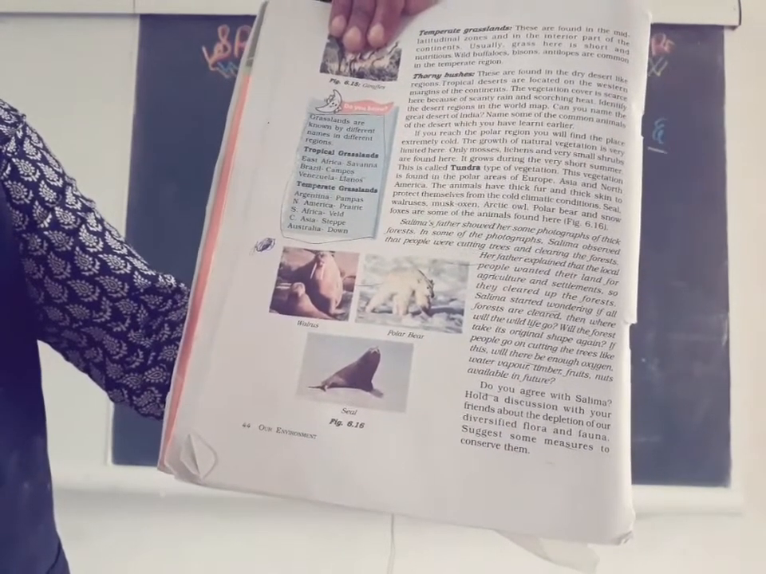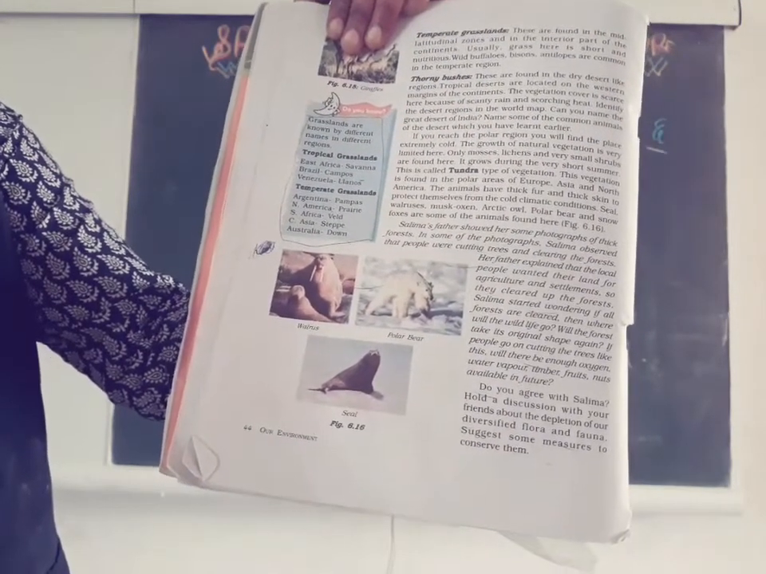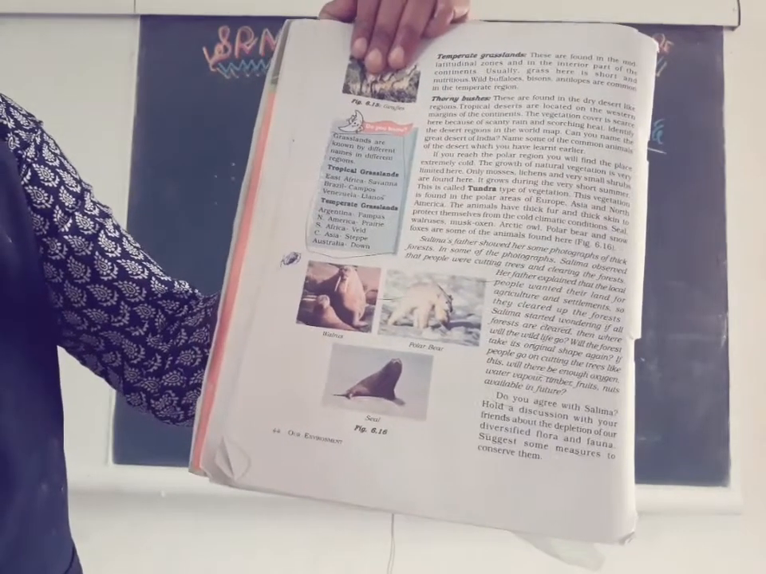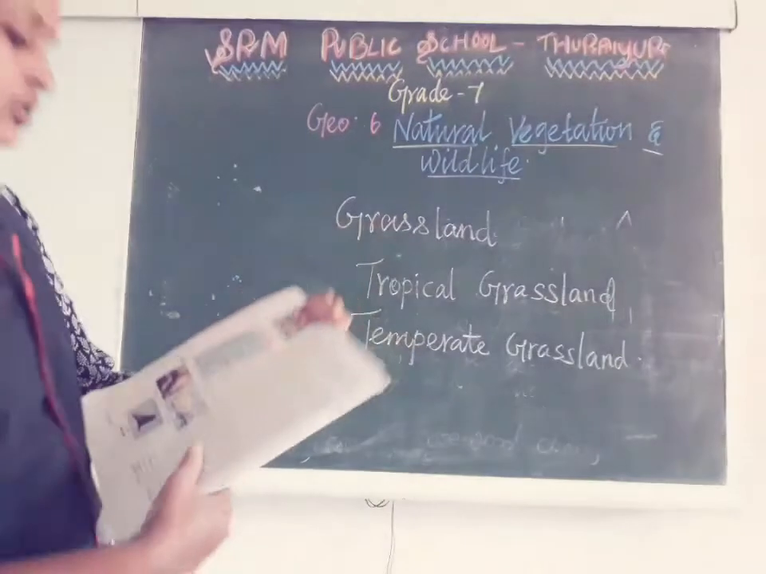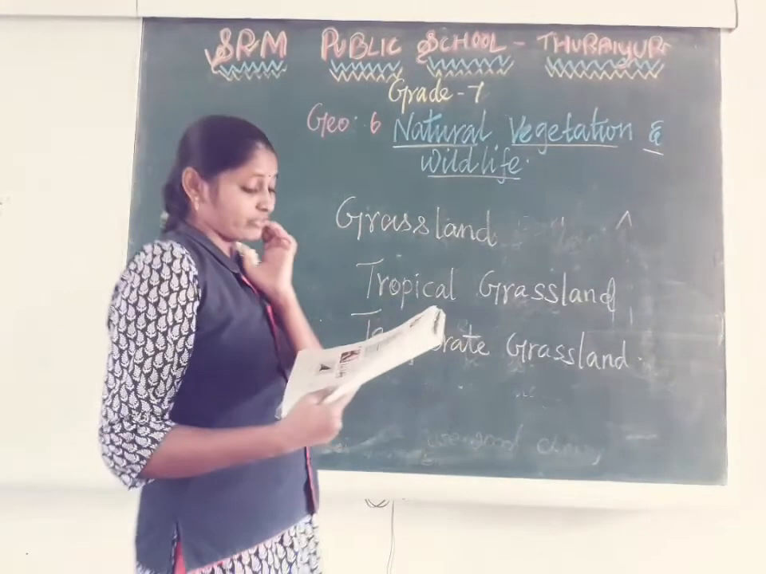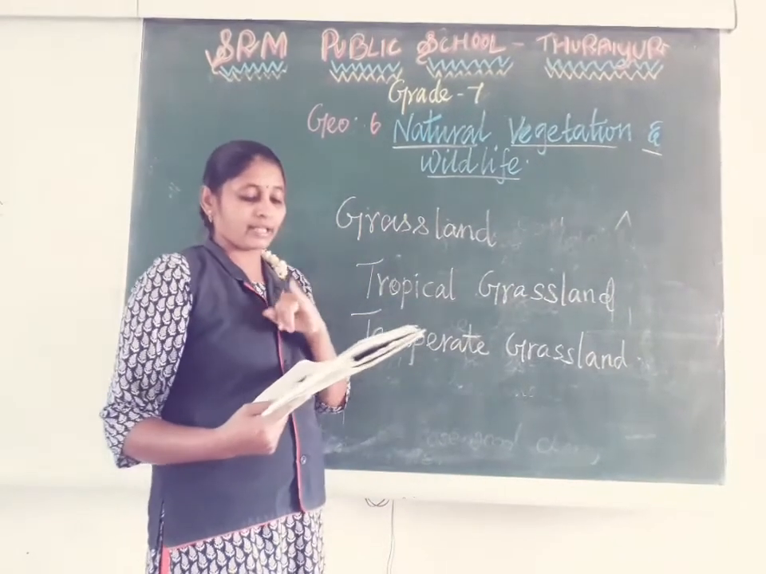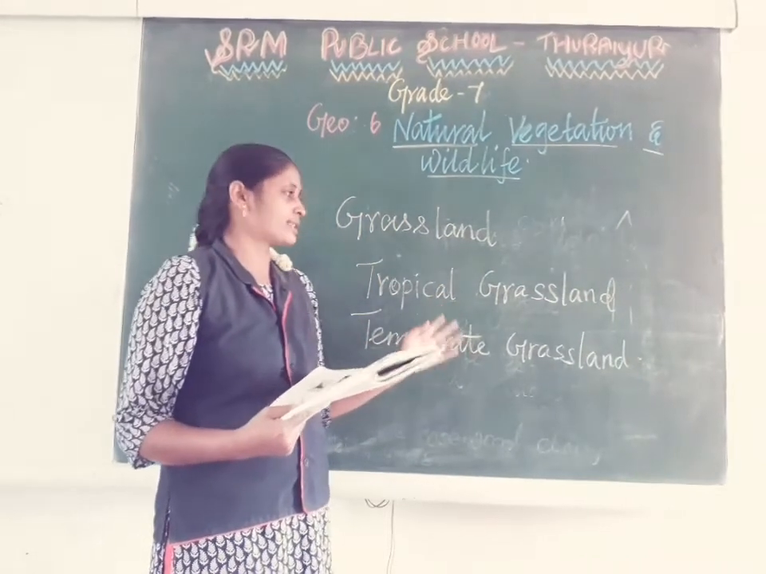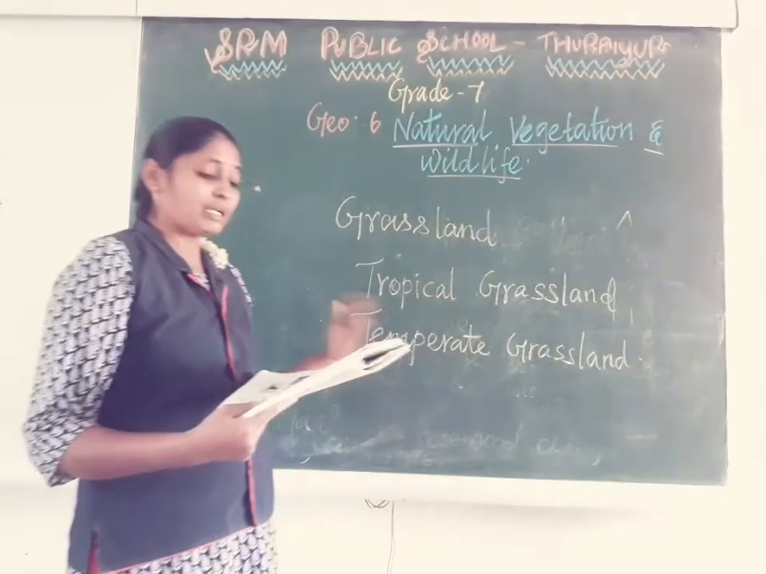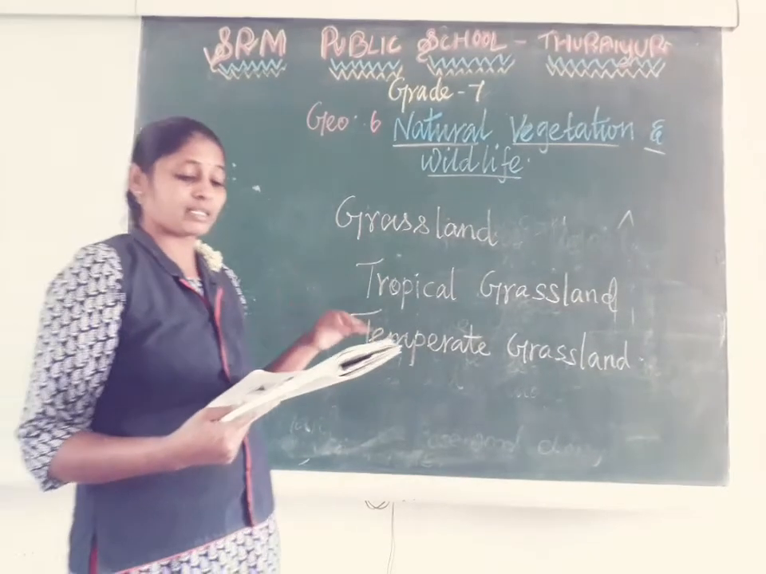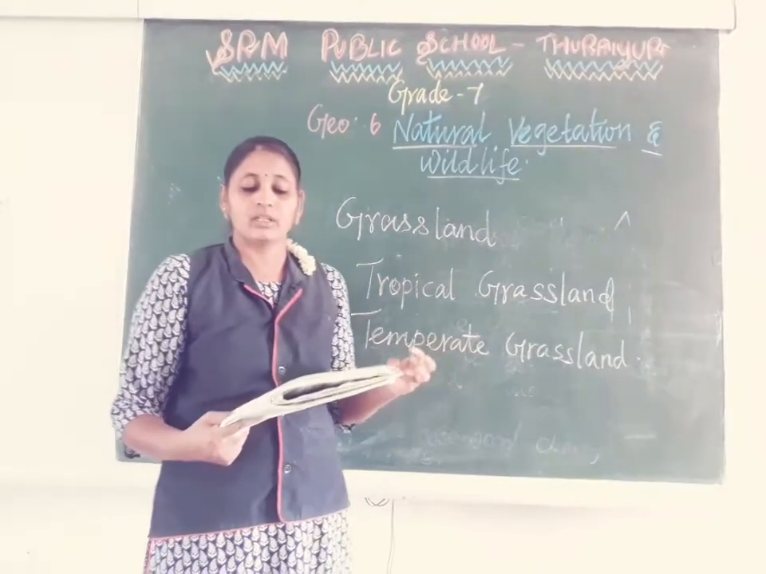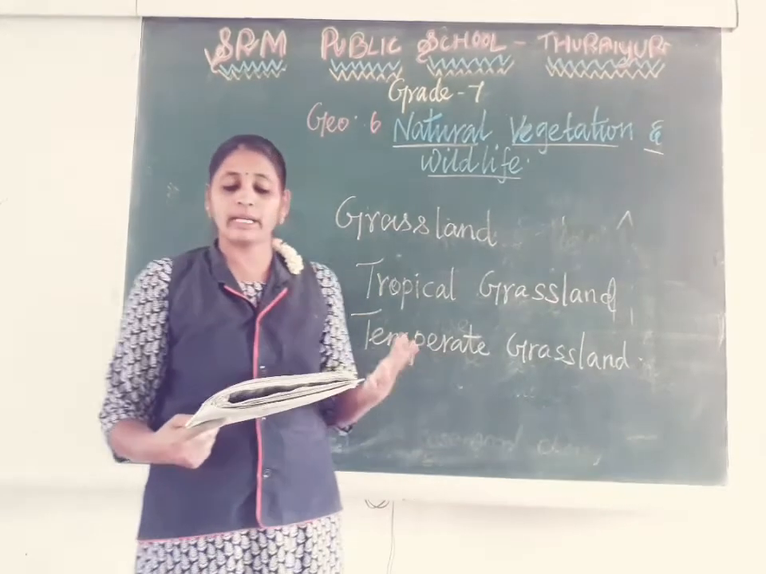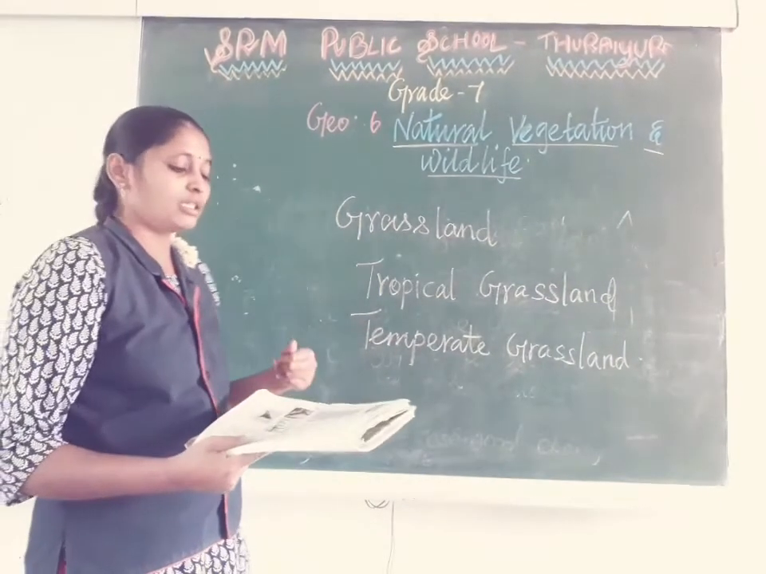In North America, it is called Prairies. In South Africa, it is called Veld. In Central Asia, it is called Steppe. And in Australia, it is called Downs. Next lesson we will discuss Prairies and Veld completely, so we are not discussing them much now. What are the animals we can see in grassland? Wild buffalo, bison, antelopes. These are the common animals you can see in temperate grassland.